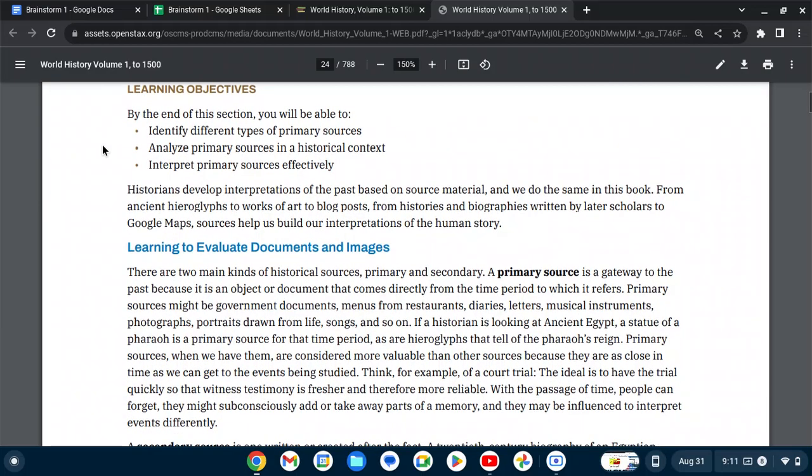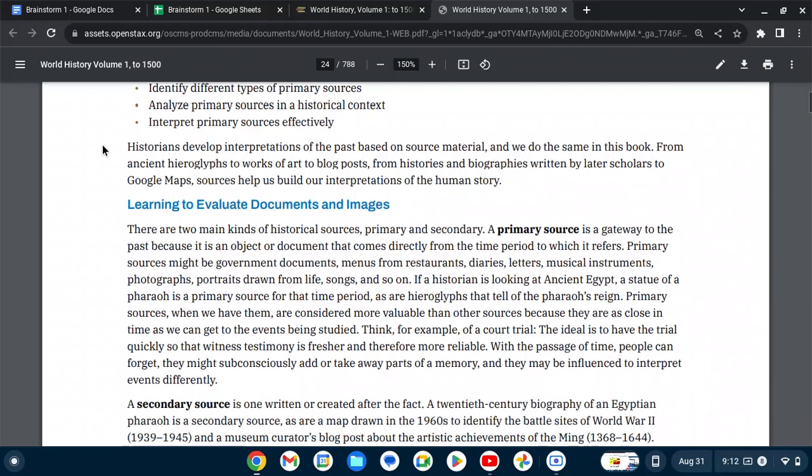1.2 Primary Sources. Learning Objectives. By the end of this section, you will be able to identify different types of primary sources, analyze primary sources in a historical document, and interpret primary sources effectively. Historians develop interpretations of the past based on source material, and we do the same in this book. From ancient hieroglyphs to works of art to blog posts, from histories and biographies written by later scholars to Google Maps, sources help us build our interpretations of the human story.